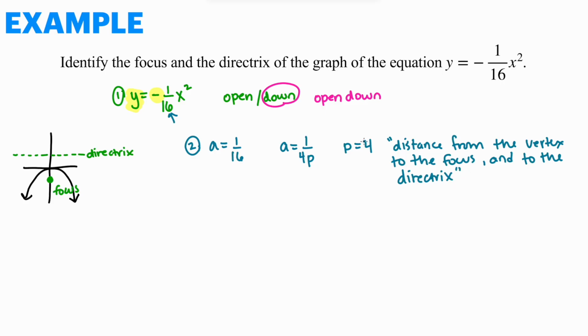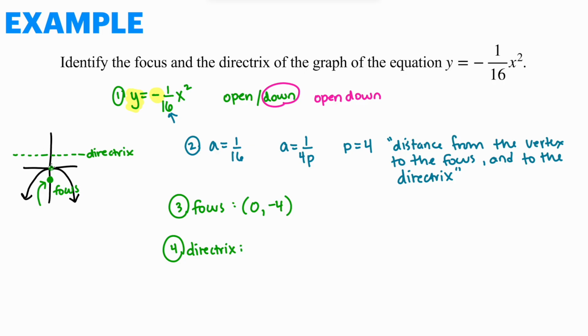So therefore, if I know that my distance is 4, I can count down in order to find my focus. I know that my focus is going from (0, 0) and I'm going to go down 4, so my focus is going to be (0, -4), because it is on the y-axis and I know how to go down 4. That's why it's negative.